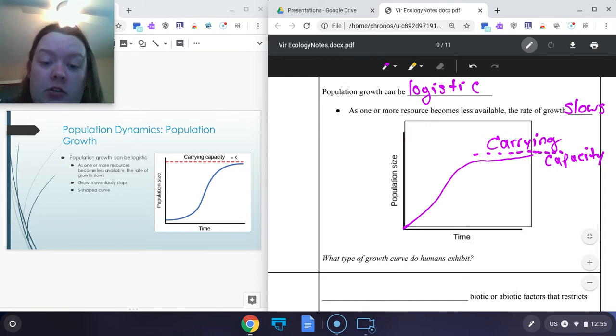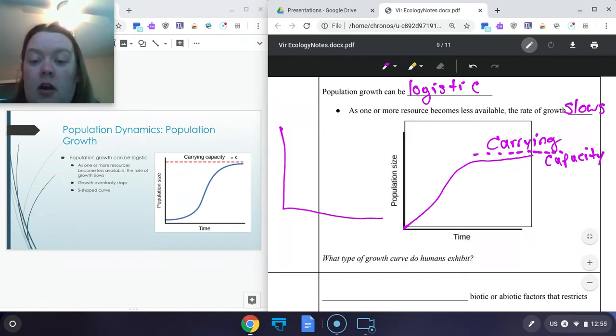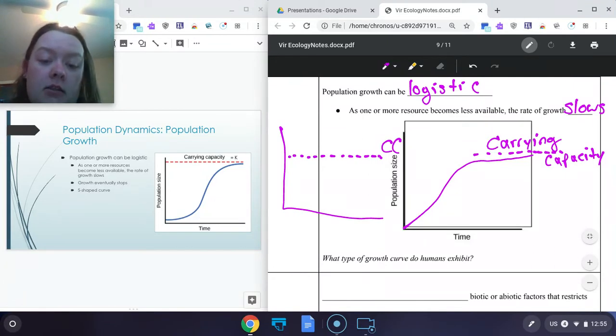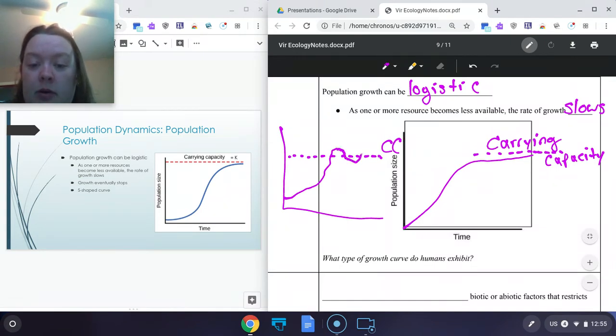Now I am going to mention, so I'm going to draw a very similar graph over here to the side. And let's say this is our carrying capacity. I'm just going to label it CC for carrying capacity. Let's say our population grows, goes up, it goes over carrying capacity. That means I don't have enough food or water or whatever it is for that many organisms to live anymore. What's going to happen? The number is going to go back down because some organisms are going to die.